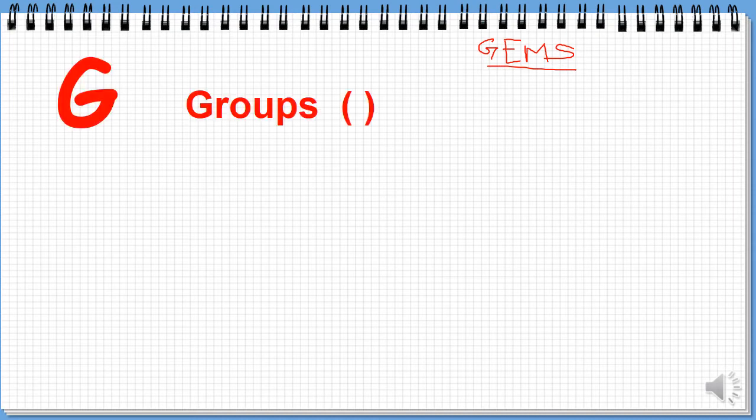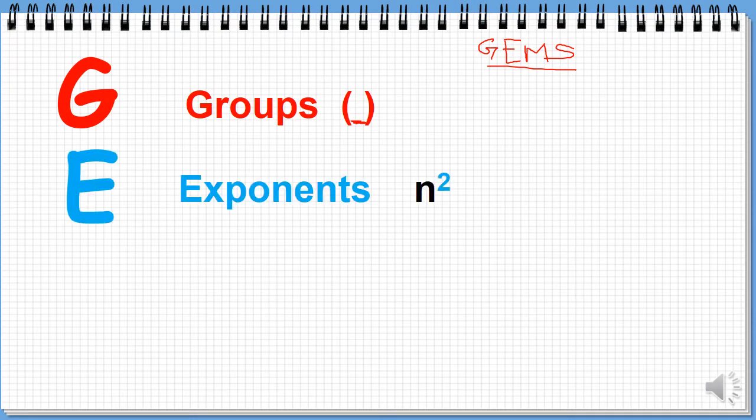All right, G stands for groups. So if you have a math problem and you see brackets and it has something for you to work out in between the brackets, you're going to do that first. All right. The E stands for exponents, and we know what that is. Here it is, n raised to the second. Anything that is raised to a power of something, you're to do those next.